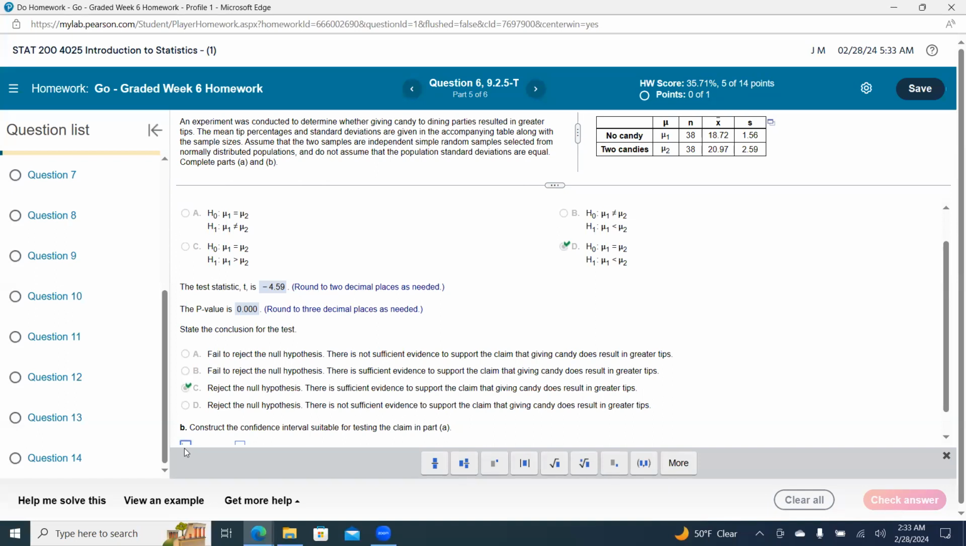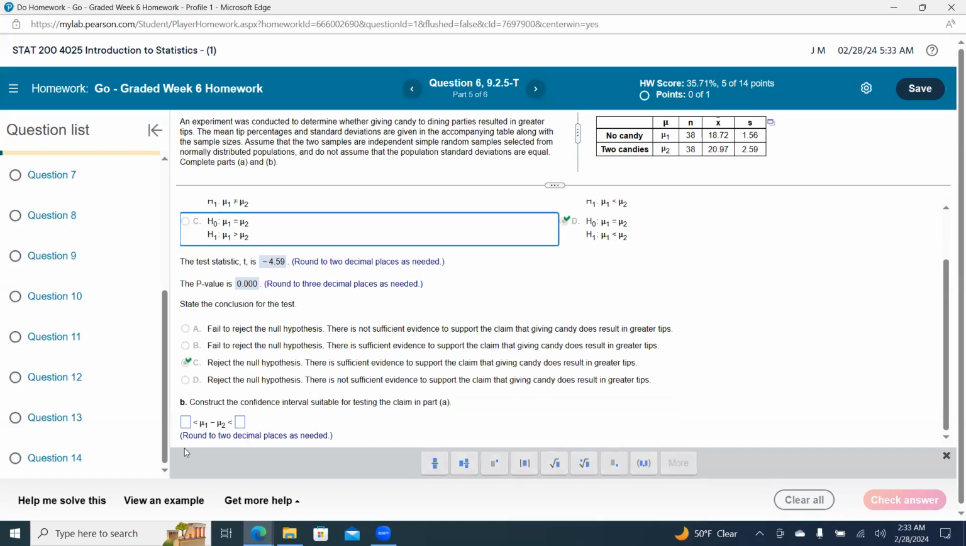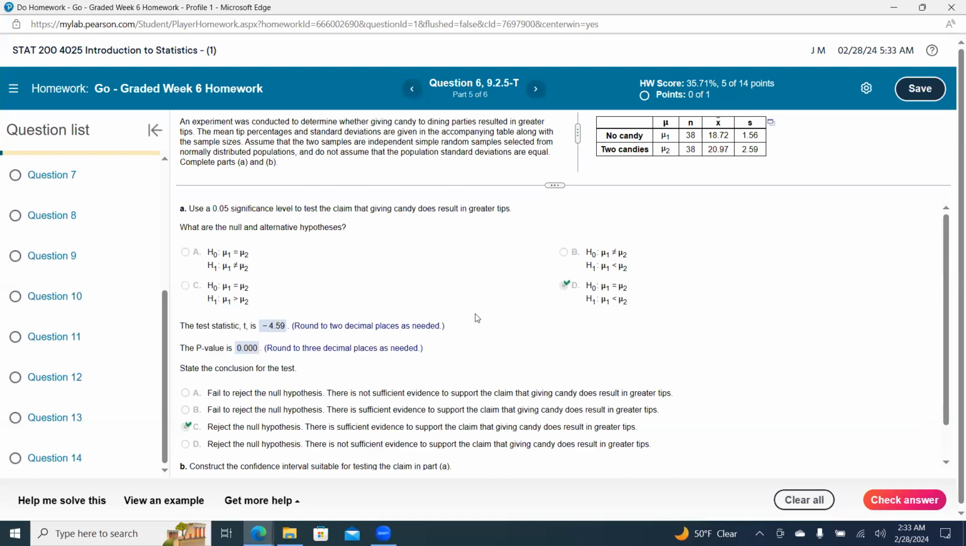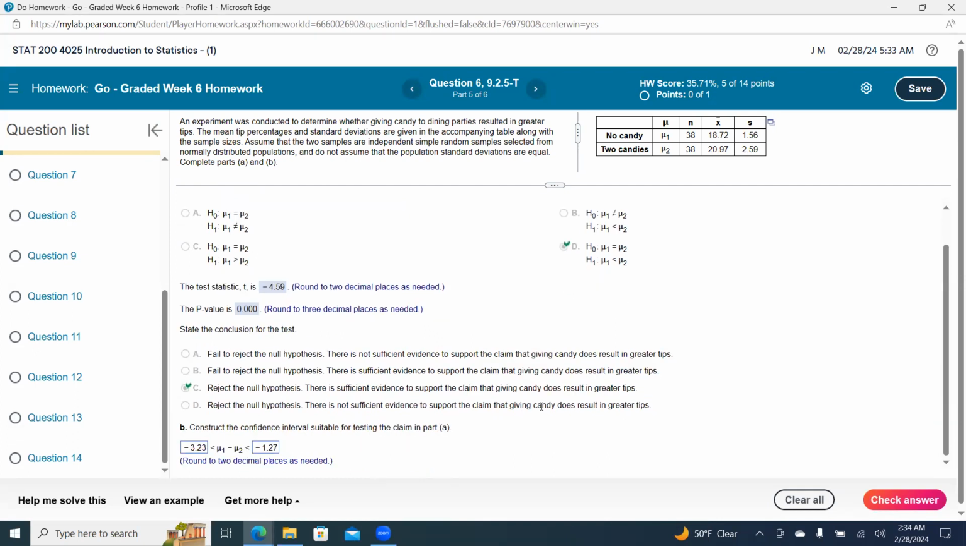Round to 2 decimal places. Negative 3.23. Negative 1.27. So they say nay. Round to 2 decimal places as needed. Yeah, they give us all that stuff there. If it's one-tailed, I'm thinking we might have to multiply that by 2, which would be alpha's 0.1, so the confidence is 0.9. The confidence might be 90. Let's try that.